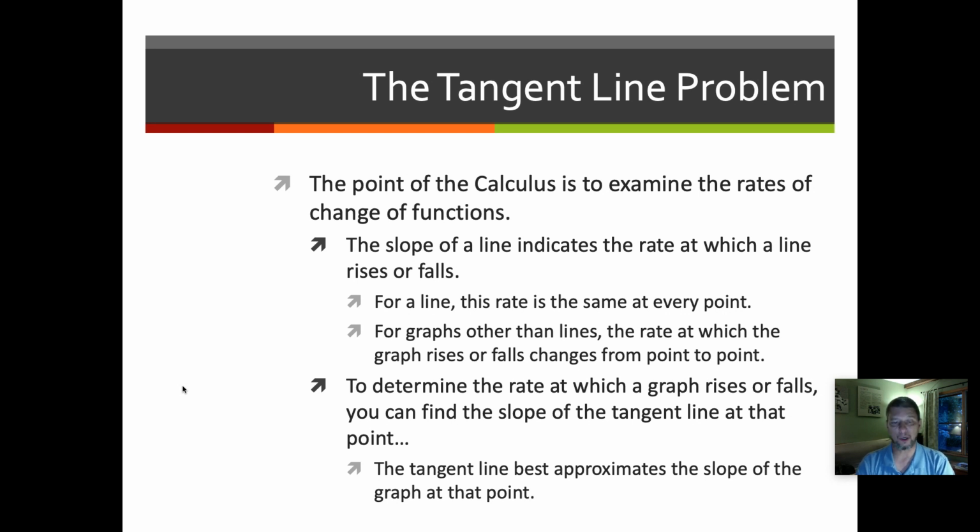But the word definition here is that the tangent line best approximates the slope of a graph at a given point. Now, what does that mean in plain English? Well, if you look at a curve and you're trying to calculate the slope of the curve at a given point, you draw a line tangent to the curve. Now, what is a line tangent to the curve, you ask? Well, the word tangent means that it touches the curve at just one point. That point, the point that we're talking about here.